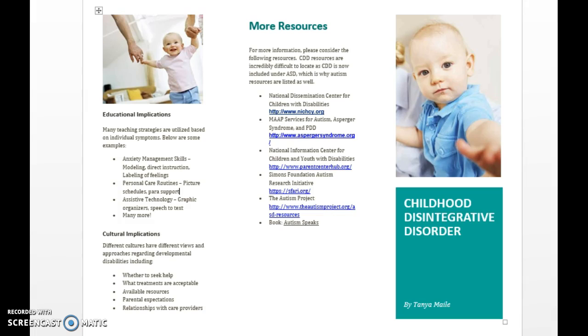While there are a few resources for CDD in general, there are many for PDD as a whole. And because of this, many sources of info and support for families experiencing CDD can be found on autism-related websites. There are just a few examples listed that have adequate parent resources available, so you can see them here. So the Autism Project and the book Autism Speaks have been cited as good resources for parents, and these other ones are just some that I found that are more general for pervasive developmental disorders, since I couldn't find much for CDD alone.